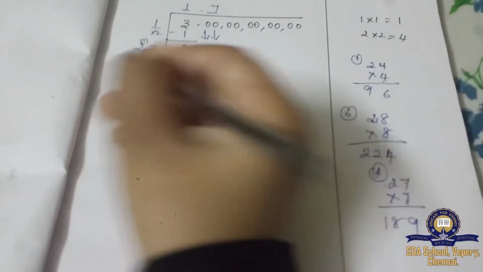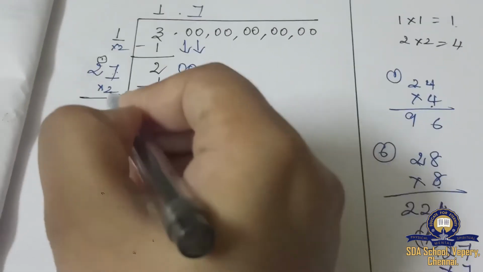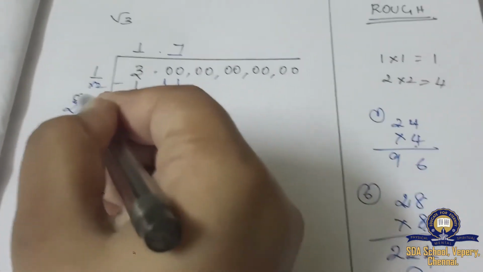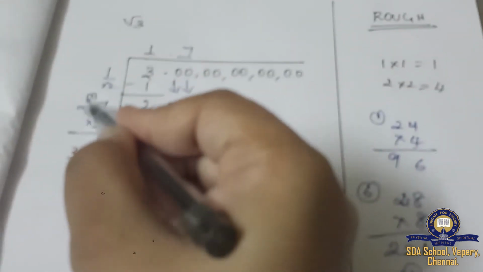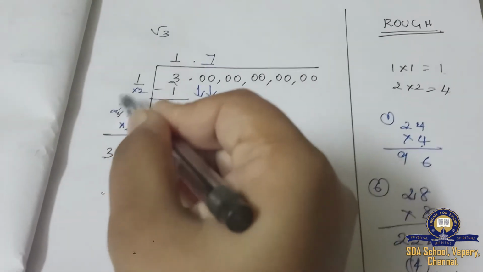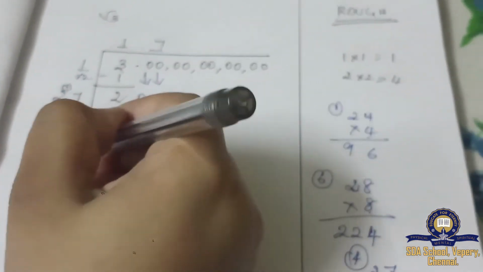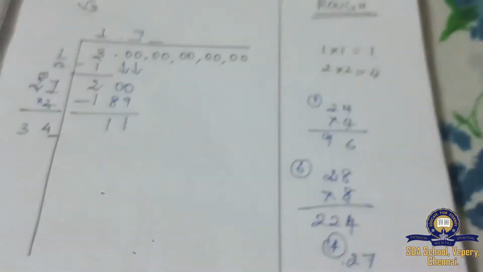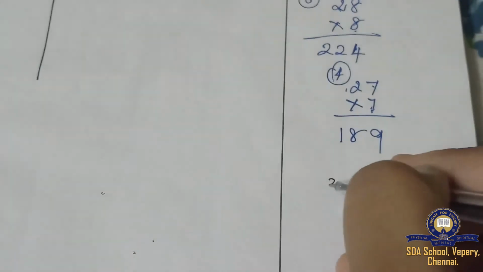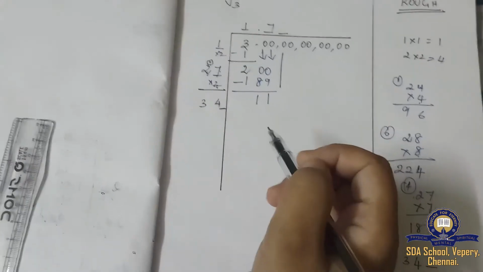Am I clear, students? See what I did? 7 into 2 will give me 14. 4 only I have to put over here. 1 I have to carry over and simply add. Just add 2 plus 1, 3. Do not multiply 2 over here and then get confused. No. Okay. 3, 4. Then put a hyphen over here. That is 3, 4. Whatsoever number has to come. And then bring down 2 zeros.